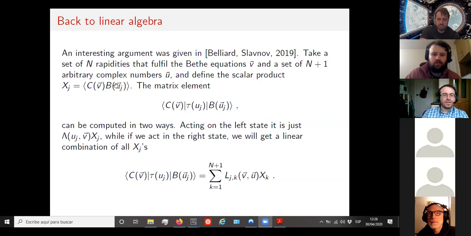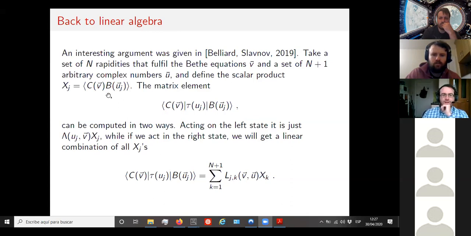That's something I forgot. Did you notice that I have n rapidities that fulfill the Bethe equation, but n plus one complex numbers. So I'm going to compute the scalar product between this state that fulfills the Bethe equation and this one, where I'm erasing one of the rapidities. So I'm going to construct n plus one of these scalar products, each erasing one of these arbitrary complex numbers. So I have only n parameters here instead of n plus one. Sorry, why is it not zero?